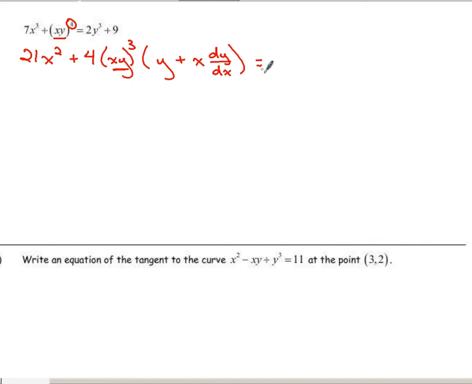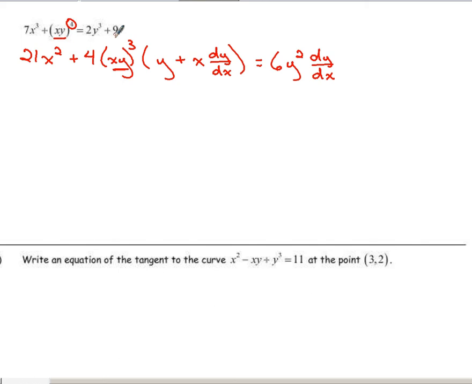That equals, on the other side, you got a 2y cubed. So bring down the 3, multiply 2, get 6 y squared. Took a derivative of a y term, so dy/dx is attached. Plus 9, well, that goes to 0.